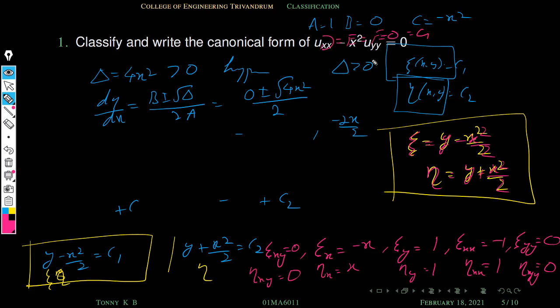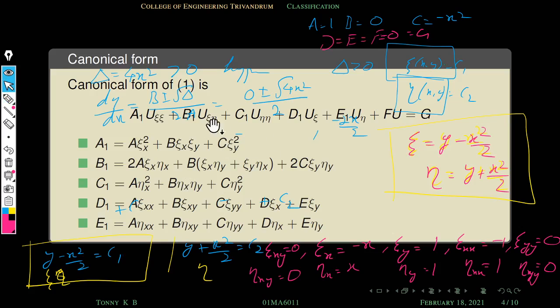In these 5 formulas, everything is known. A, B, C, D, E, F, everything is known, and eta x, eta y, everything is there. By substituting all these values, you can find A1, B1, C1, D1, E1. What is the value of A1? You substitute all these values. And what about A1?